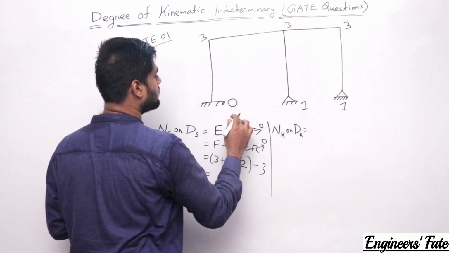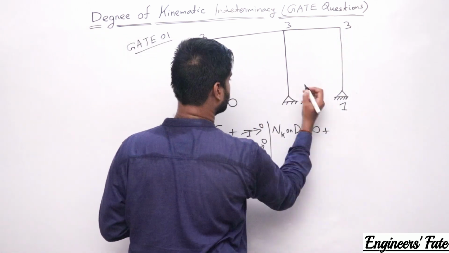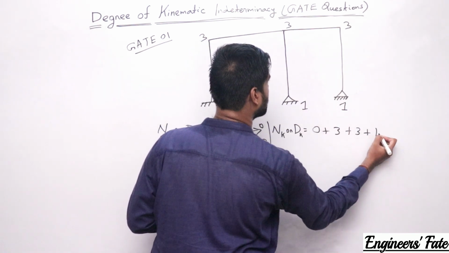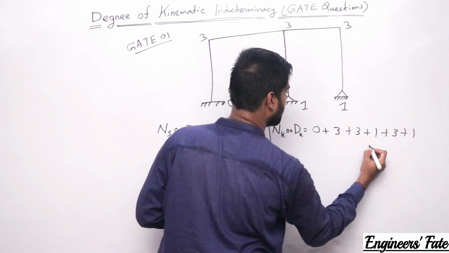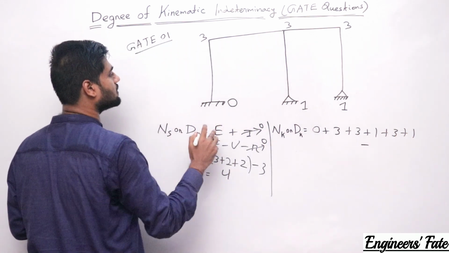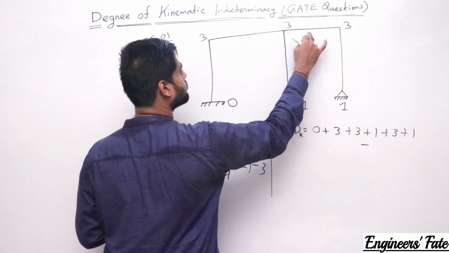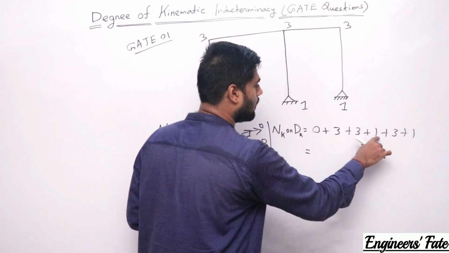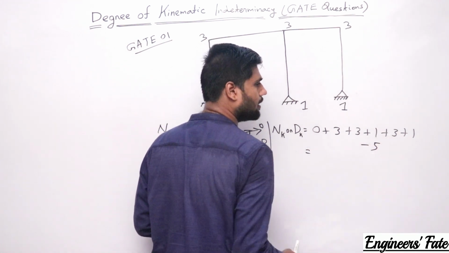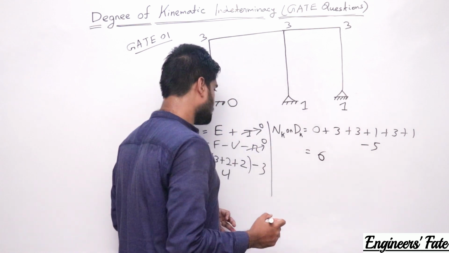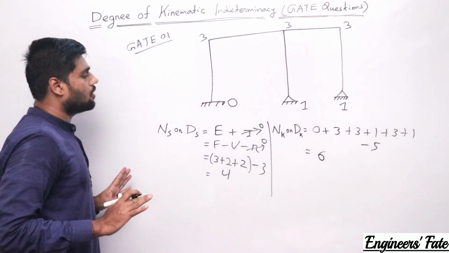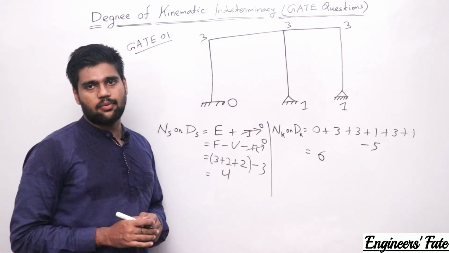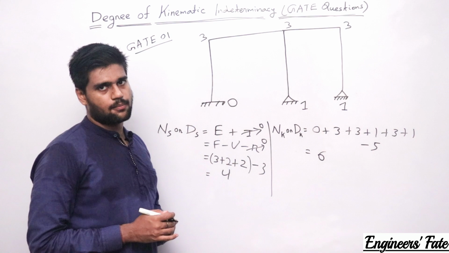So dk will be 0 plus 3 plus 3 plus 1 plus 3 plus 1 minus the number of members. How many members are there? 1, 2, 3, 4, 5. Okay, so let's find that. 3 plus 3 is 6, 7, 10, 11. 11 minus 5 is 6. So the answer of this question is ds equals 4 and dk equals 6. Please try the next GATE question.